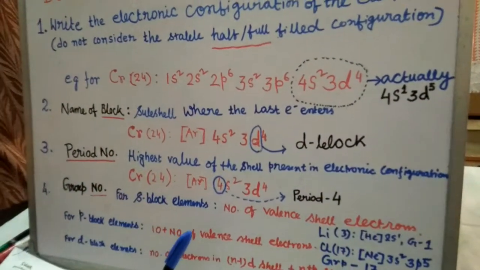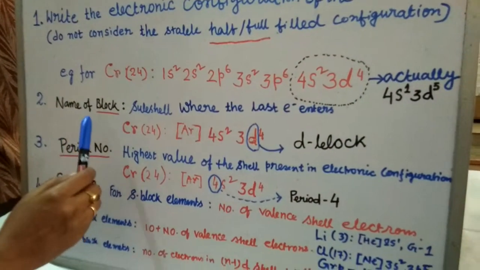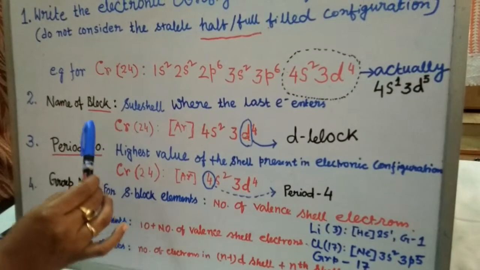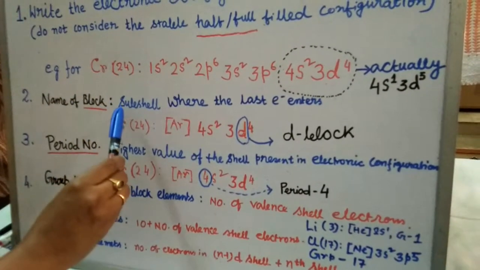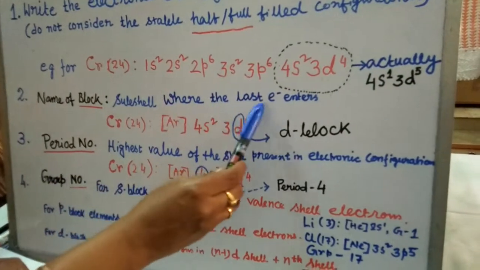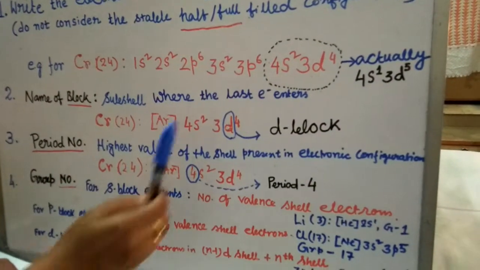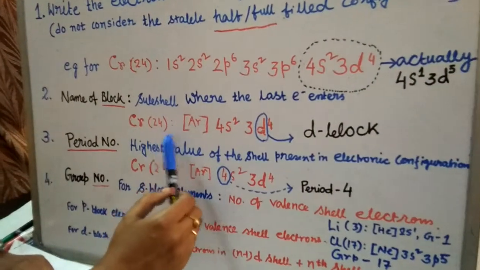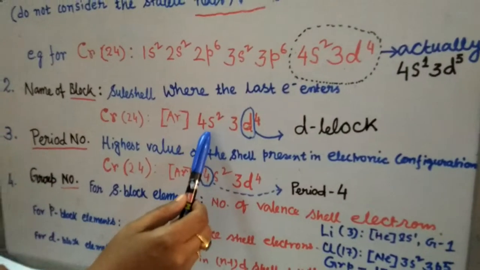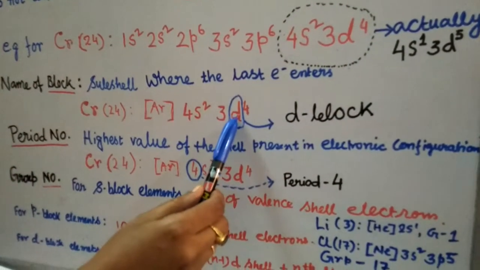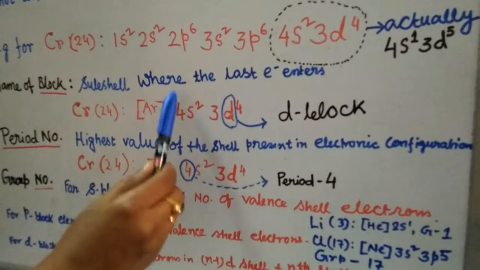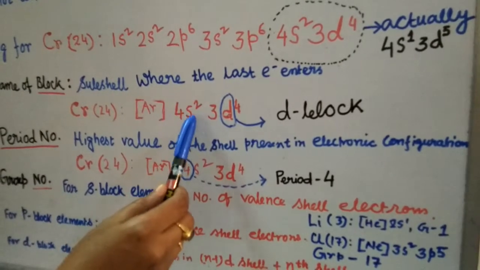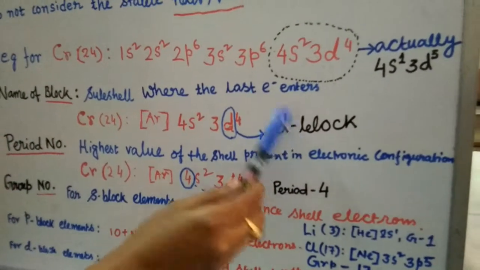Now, first we will determine the block of any element. That means in which block, s, p, d or f, it belongs. For knowing that, we need to know the subshell where the last electron enters. So we will look at the electronic configuration and determine that. For chromium, the electronic configuration is argon, then 4s2, 3d4. The last electron has entered the d orbital because the 4s orbital has been filled before the d orbital. So the block will obviously be d block.